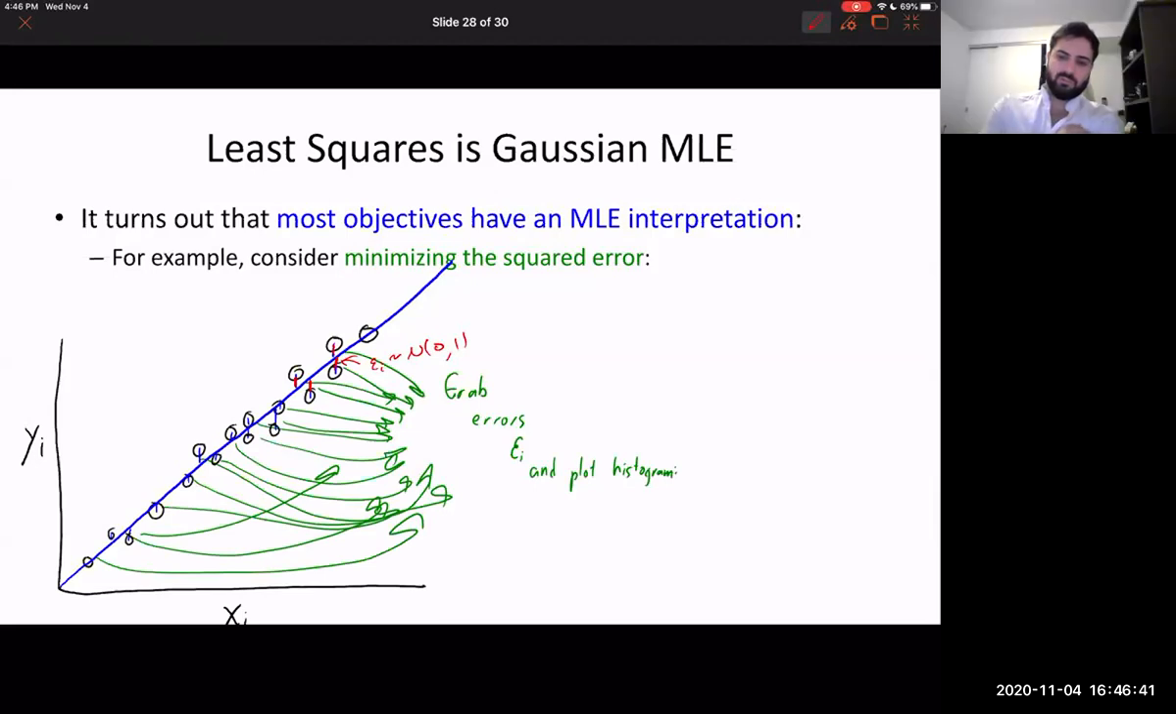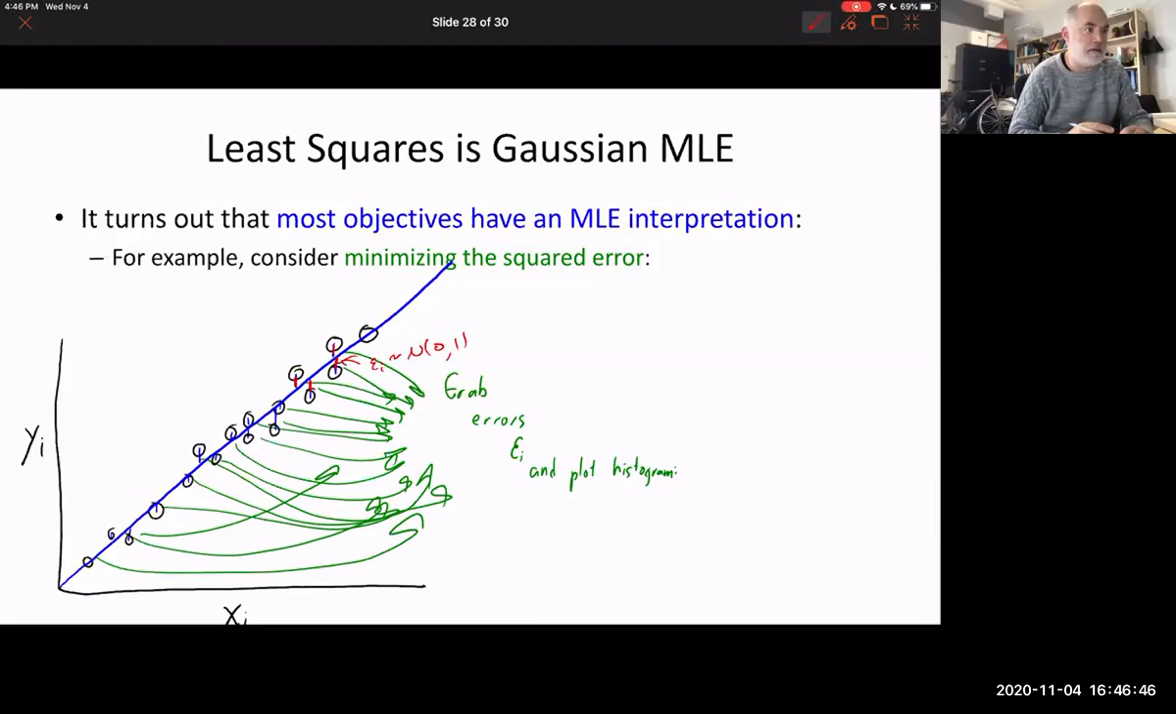Least squares isn't good for heteroskedasticity. Oh, good. Okay, we've got some thinkers. This is good. I like it. We've got some active thinkers.